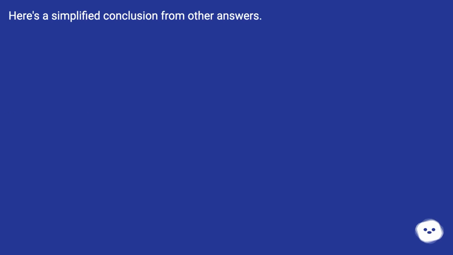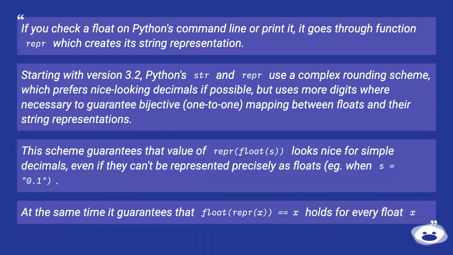Here's a simplified conclusion from other answers. If you check a float on Python's command line or print it, it goes through the function repr, which creates its string representation. Starting with version 3.2, Python's str and repr use a complex rounding scheme, which prefers nice-looking decimals if possible, but uses more digits where necessary to guarantee a bijective (one-to-one) mapping between floats and their string representations. This scheme guarantees that the value of repr(float) looks nice for simple decimals, even if they can't be represented precisely as floats, e.g. when s = 0.1, at the same time it guarantees that float(repr(x)) == x holds for every float x.